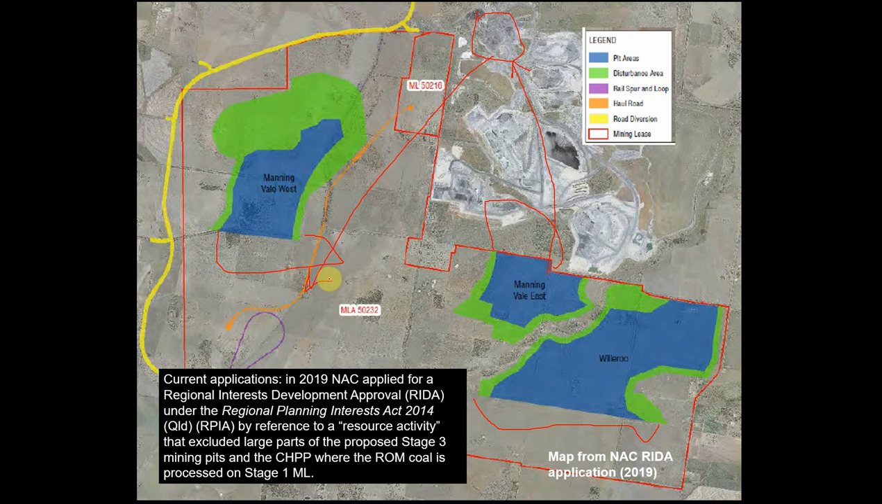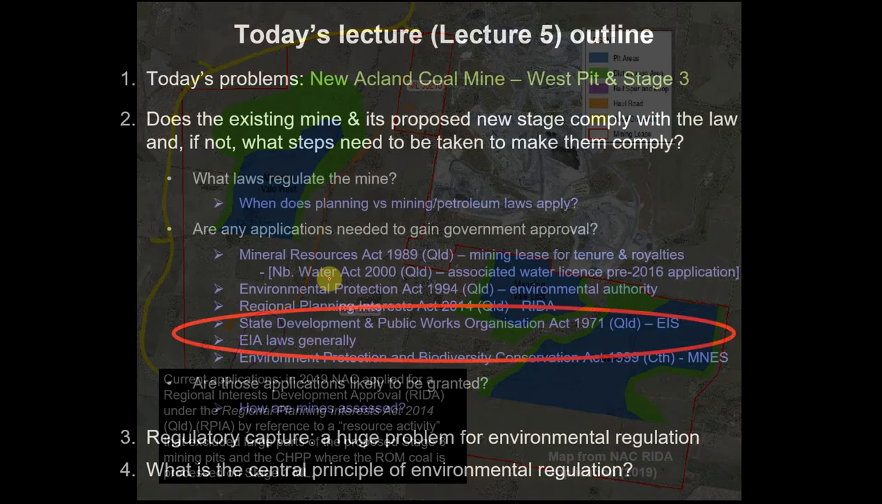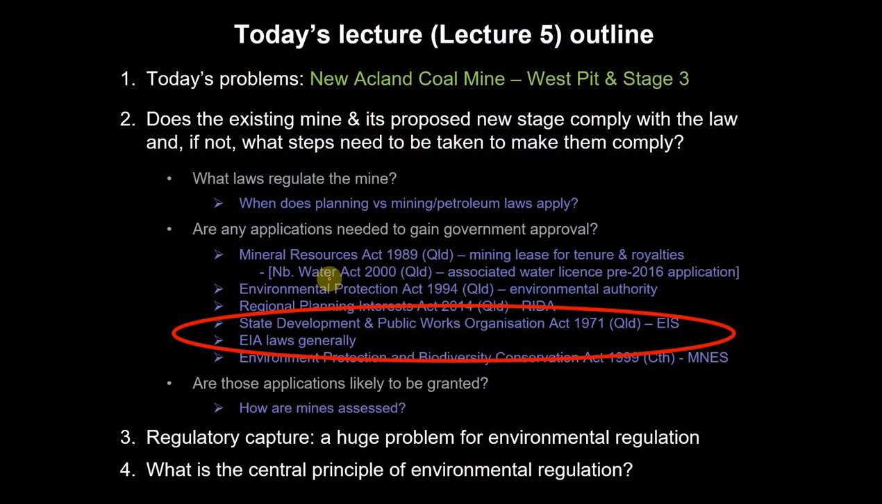So in my view, it shouldn't be regarded as a proper application, but the department administering this appears to have accepted it and is assessing it on the basis that the mining company has put it forward. In my view, it's not a valid application. But I don't want to spend more time on the Regional Planning Interest Act. I've spent long enough on the legislation.